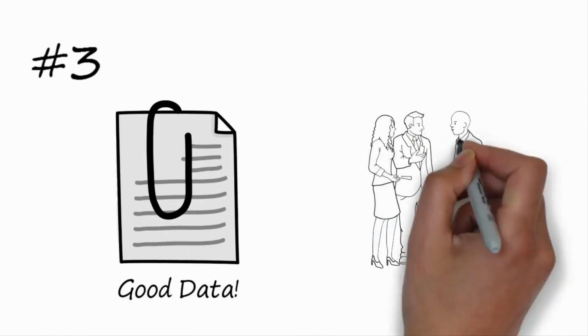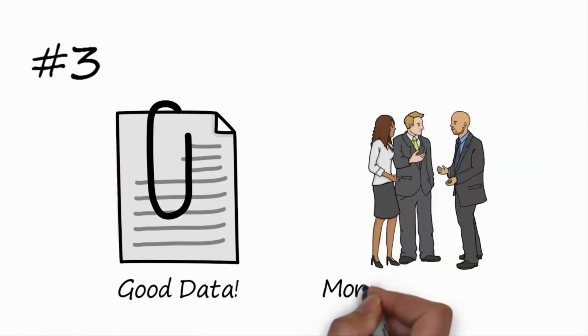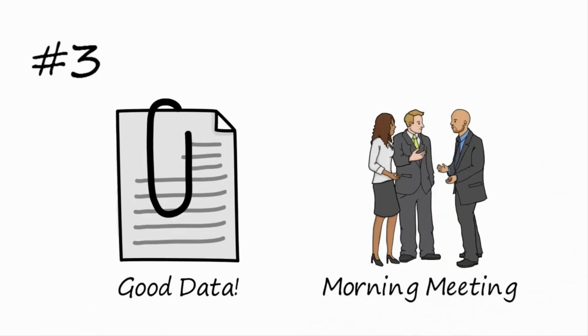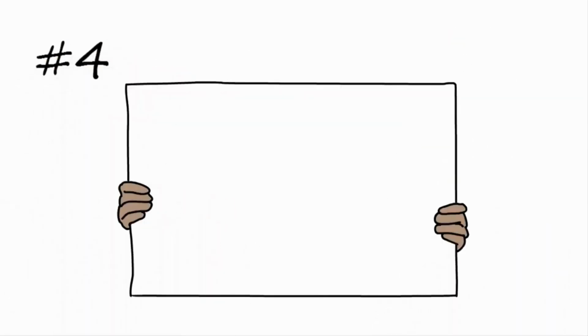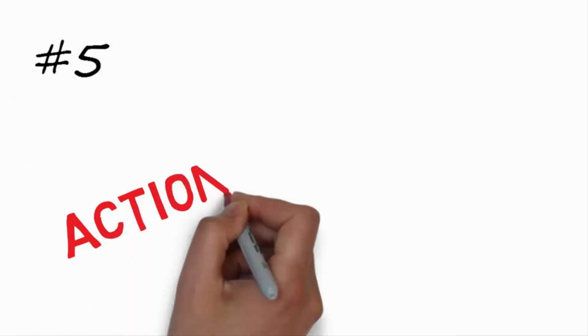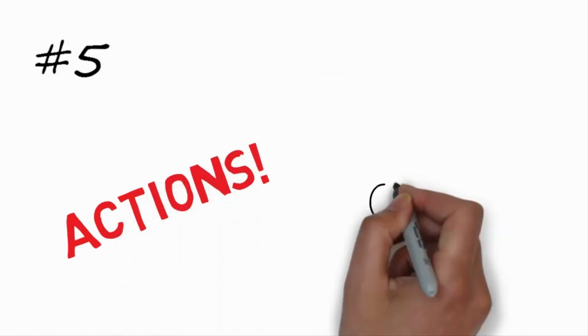Step 3. Start collecting reliable data. Believe me, this is the hardest part. A lean morning meeting is the best way to involve people in data collection. Step 4. Analyze data. Create graphs. Discuss it at the morning meeting. Step 5. Implement actions to improve OEE. Track it at the morning meeting.